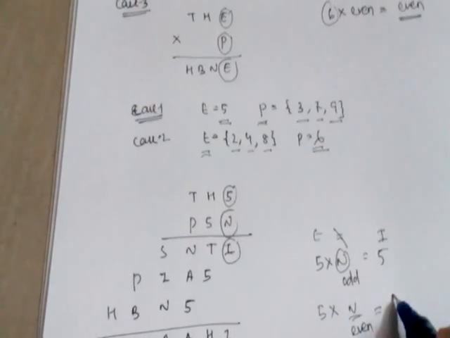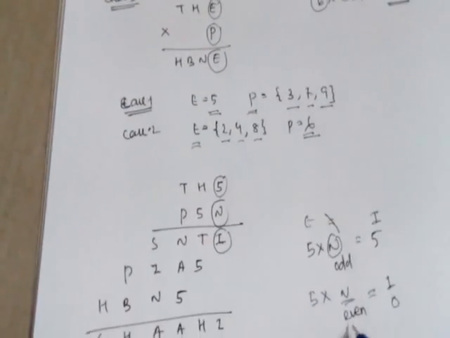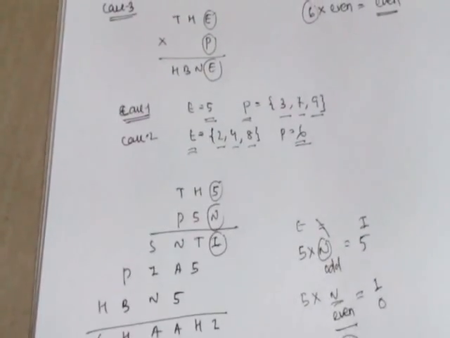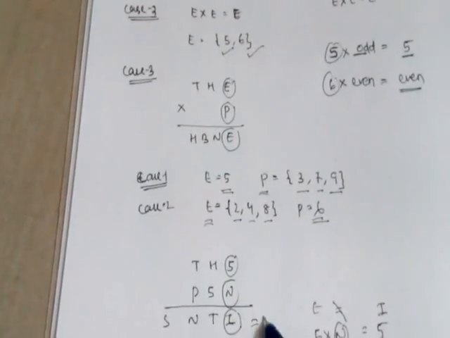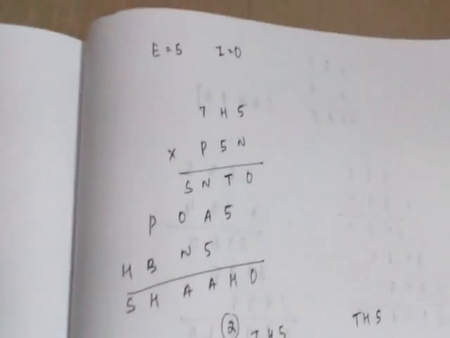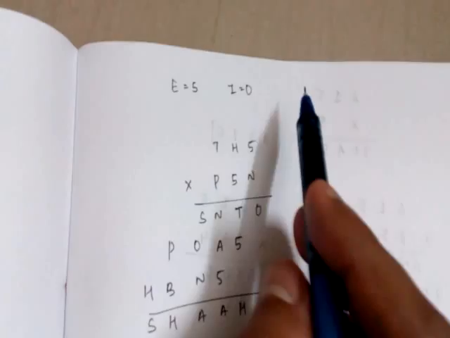So the I value must be 0. You can take any even number, 2, 4, 8, whatever it may be. The output will be 0. So the value of I will be 0. Here we find that the value of I will be 0. So here I put E equal to 5, I equal to 0.